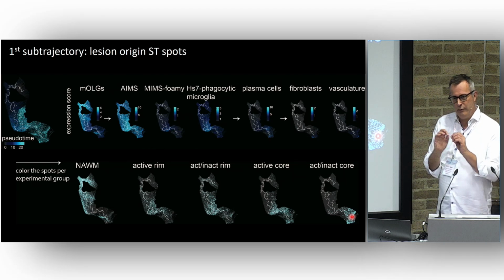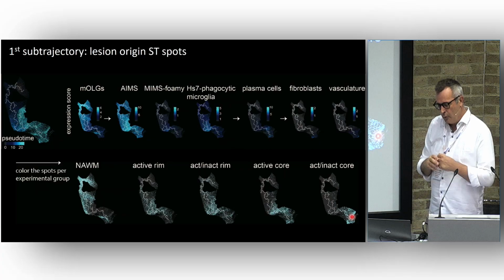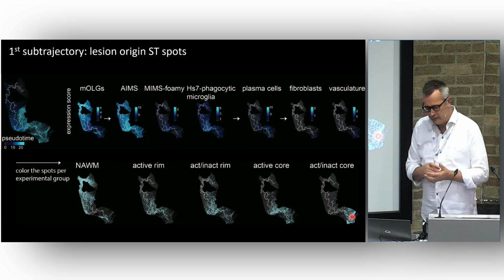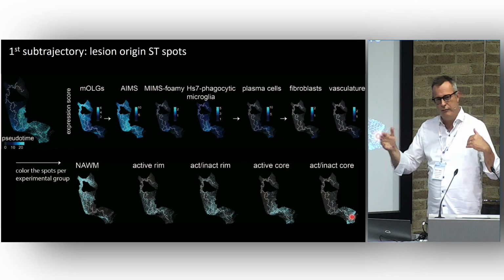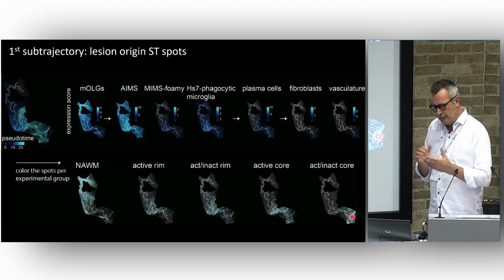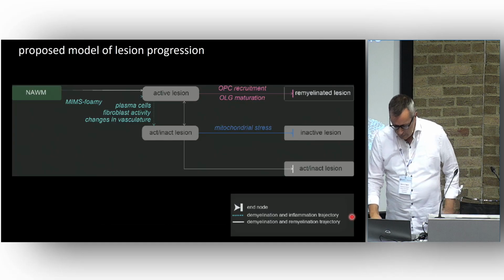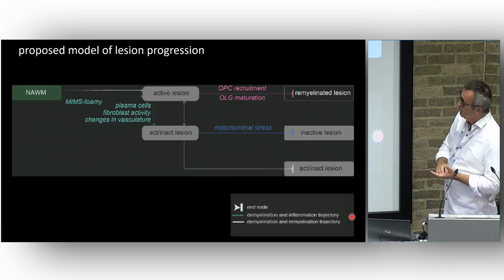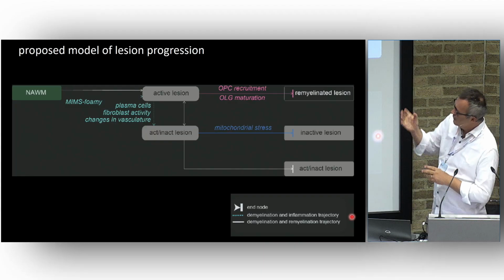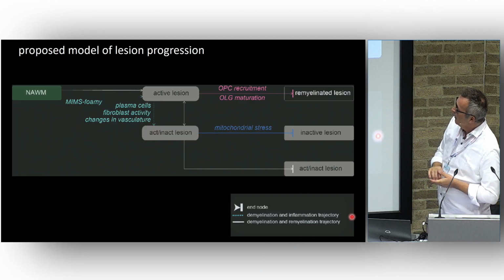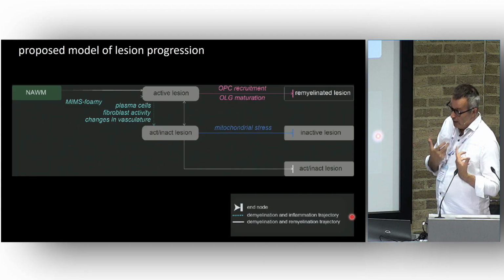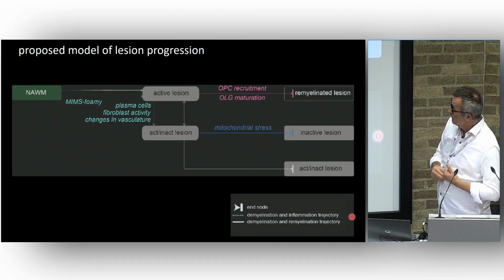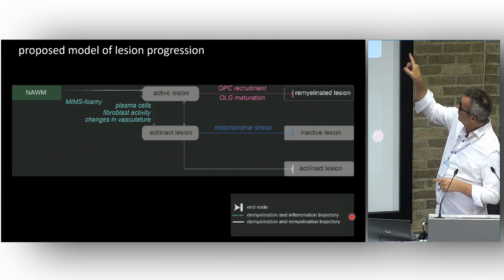So by doing this computational organization of your spatial data, you can reconstruct how lesions evolve and how they evolve into each other. And then you can predict how lesions evolve in MS. So it starts off with normal appearing white matter. And then we don't know why, but then a lesion emerges, and it first starts off as an active lesion. And that lesion can be remyelinated.